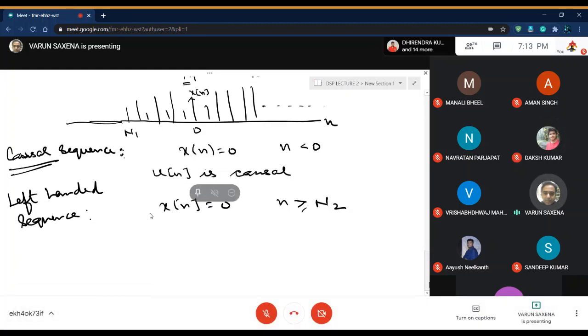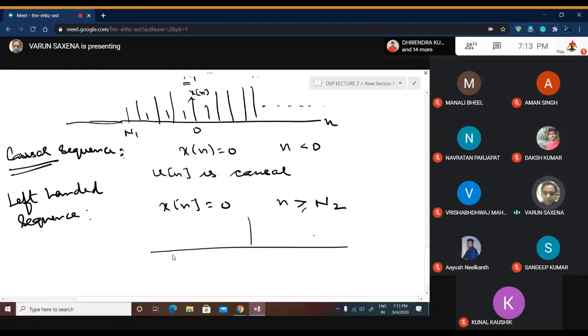So basically, it will be a sequence like this. It will be a sequence which will go like this. This is the left-handed sequence, and this is your x. This is your n2, and it is stopping here. Everything else is 0. This is your left-handed sequence.